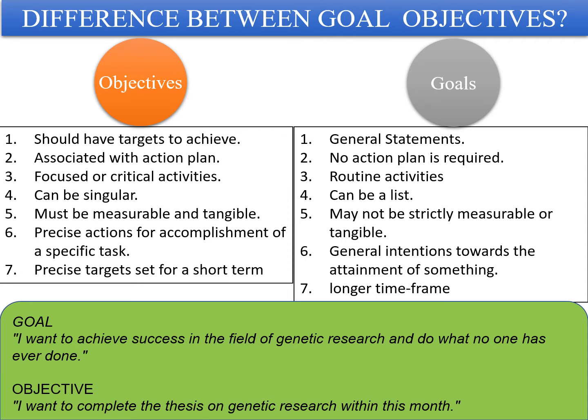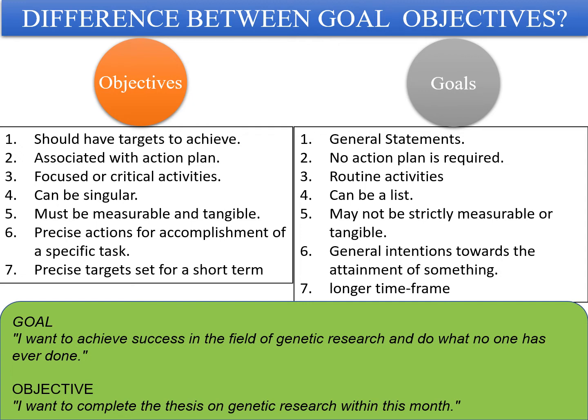Okay. Now, focused or critical activities: objectives are meant for focused or critical activities, or the gray areas where you are facing difficulty in achieving the set targets. You set objectives because they will give you a focused approach to handle those situations, whereas goals are the routine or general activities like reaching office or doing a particular job repetitively a number of times, and so on. Objectives can be singular, but goals can be a list of activities. Objectives must be measurable and tangible, whereas goals may not be strictly measurable or tangible.